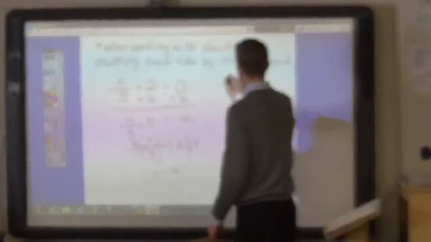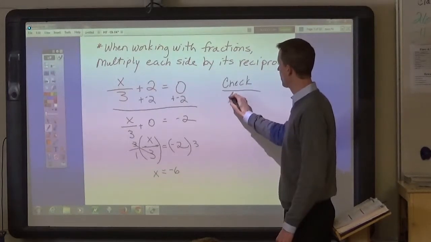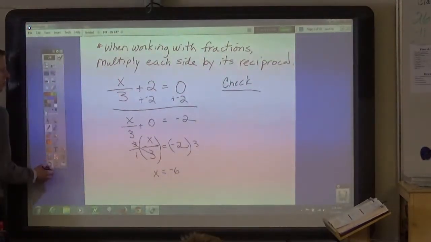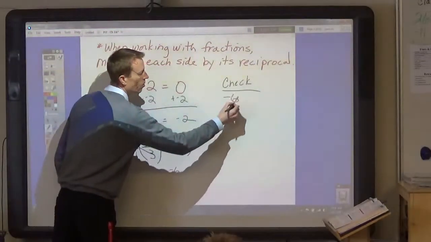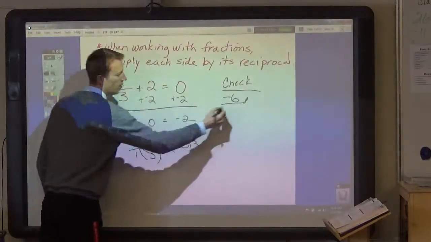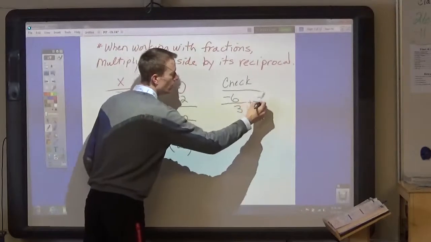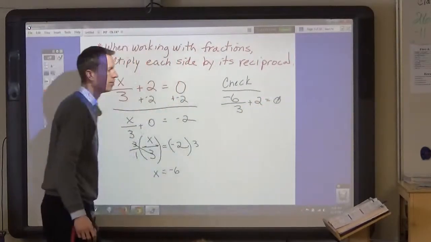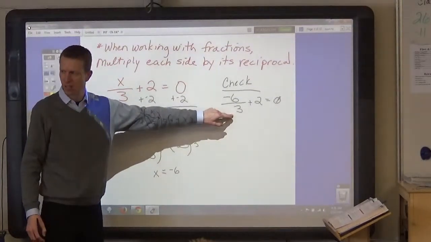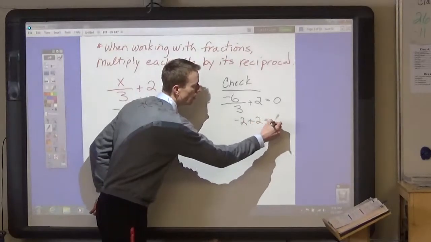To check it, x is negative 6. So we put negative 6 in place of x. Negative 6 over 3 plus 2 equals 0. Well, negative 6 over 3 is negative 2 plus 2 equals 0. That's true.